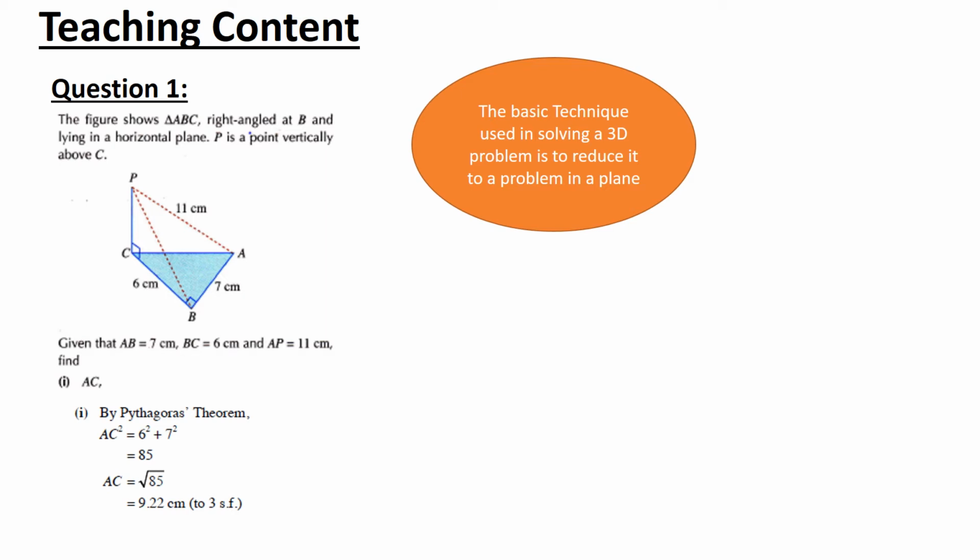Dear students, the triangle ABC is a right angle triangle. This is given to you. It is right angled at B. So for any right angle triangle, you can apply the Pythagoras theorem. By Pythagoras theorem, you will have AC square equals 6 square plus 7 square. And on simplifying, you will get AC equals 9.22, correct to three significant figures.